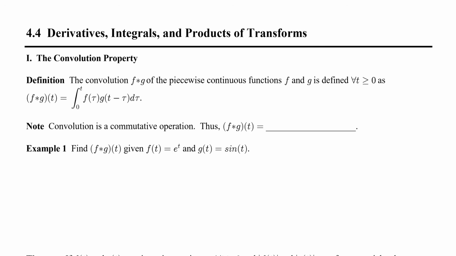Now, the formulas just keep getting more and more complicated as we progress through chapter 4. So let's stop and talk about the details of this formula. First of all, we are dealing with a binary operator. The star symbol between the f and the g represents this operation called convolution.